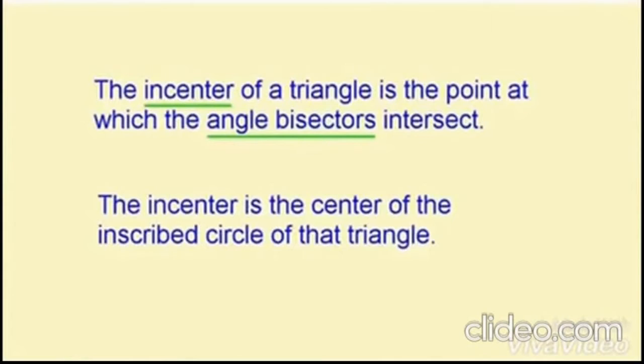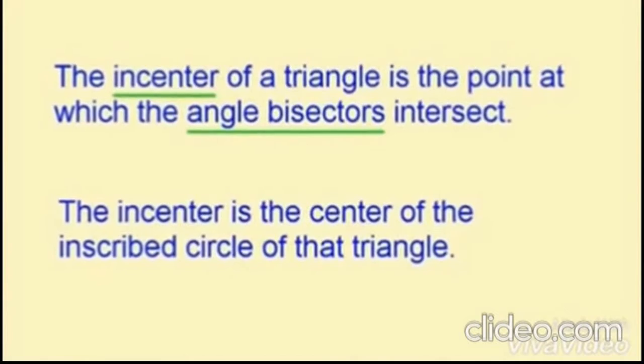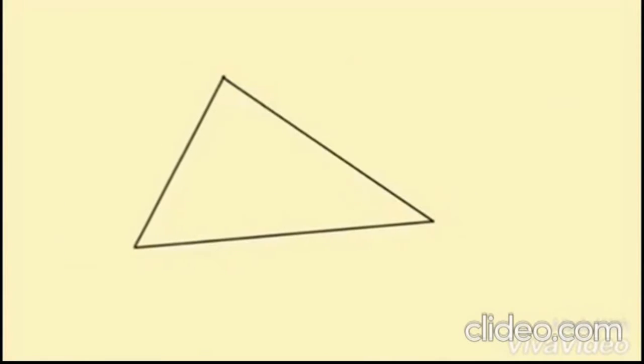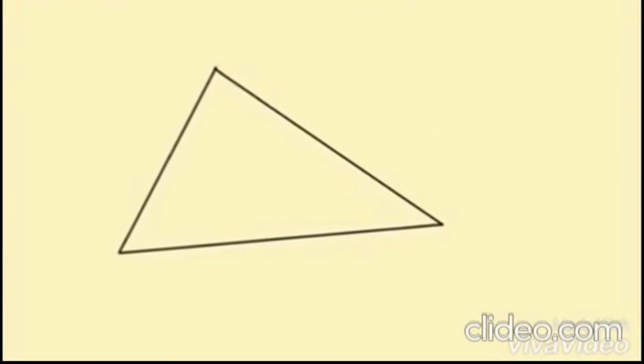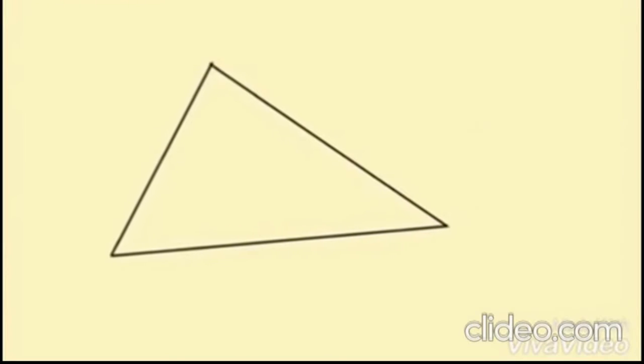The incenter of a triangle is the point at which the angle bisectors intersect. The incenter is the center of the inscribed circle of that triangle. To find the incenter of this triangle, we need to bisect all of these angles.